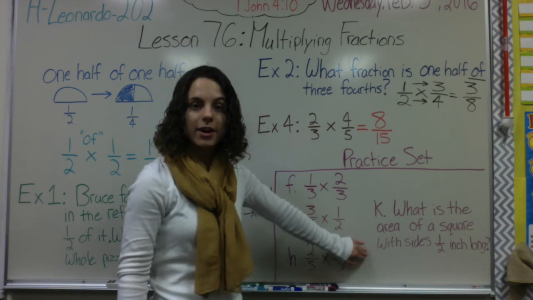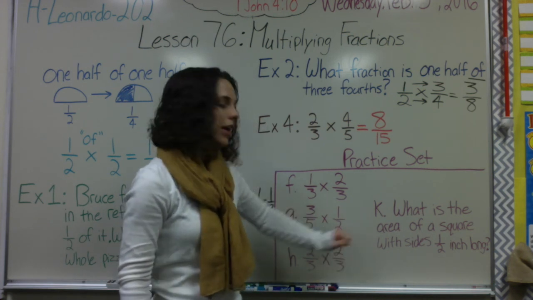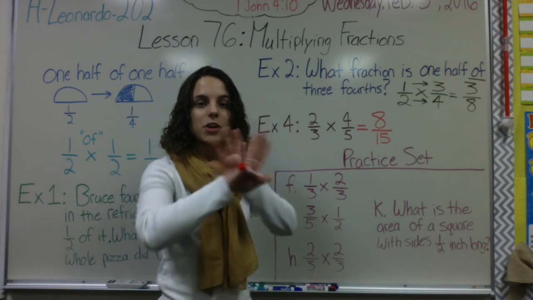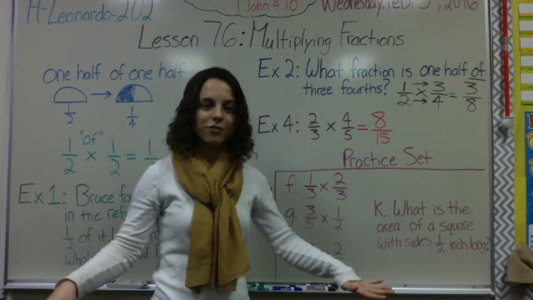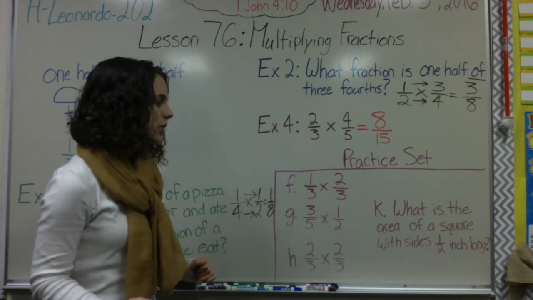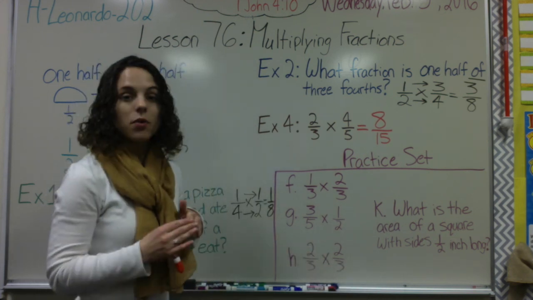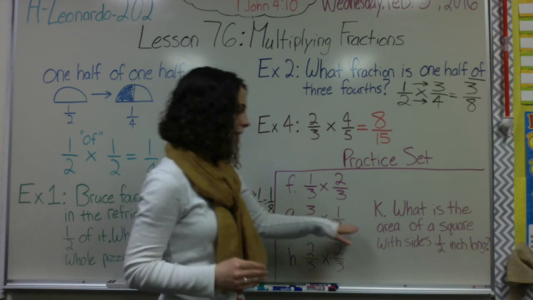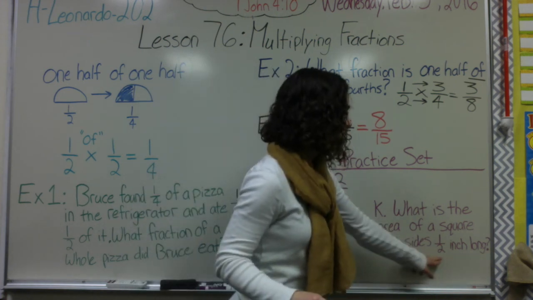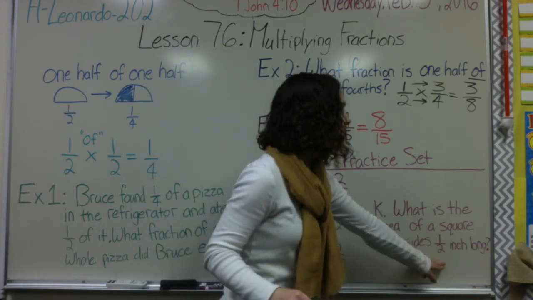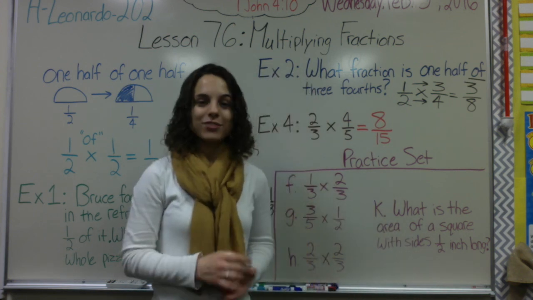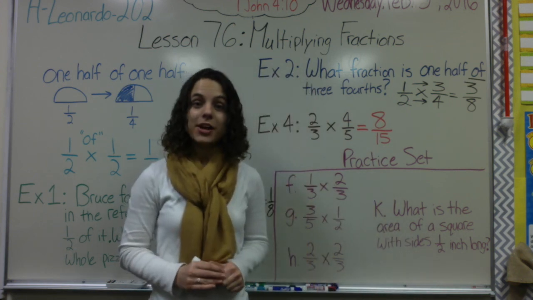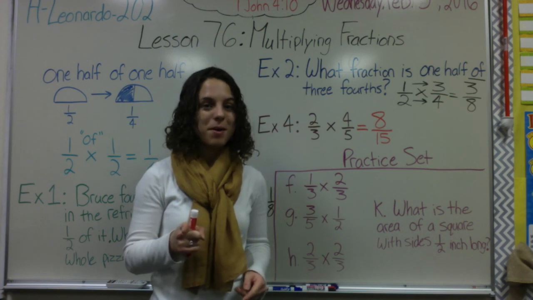Remember, we did learn about area very recently. Whenever you find area, you're finding everything inside. You find all of the space in between, just like the carpet on the floor of the classroom. So you are going to multiply the sides together, and it's a square. All the sides are 1/2 inch long. So multiply 1/2 times 1/2, and you will be able to find the area.